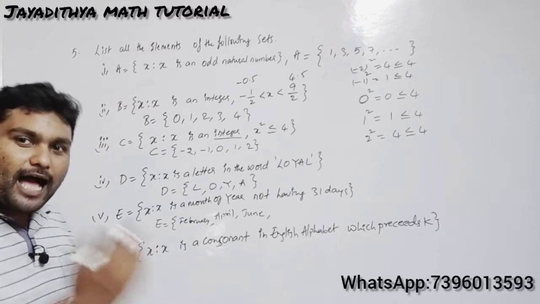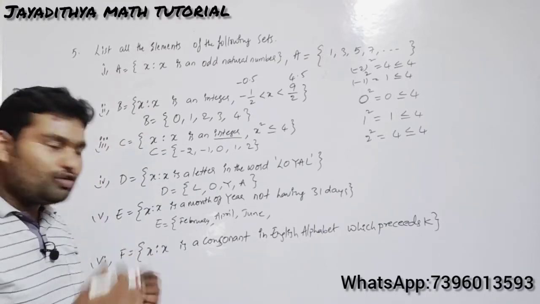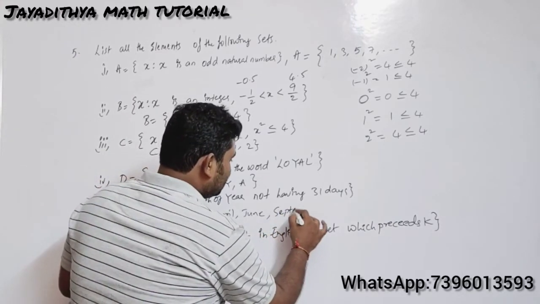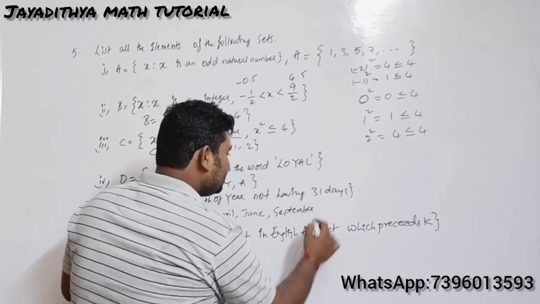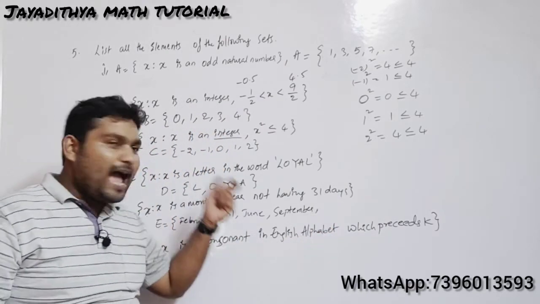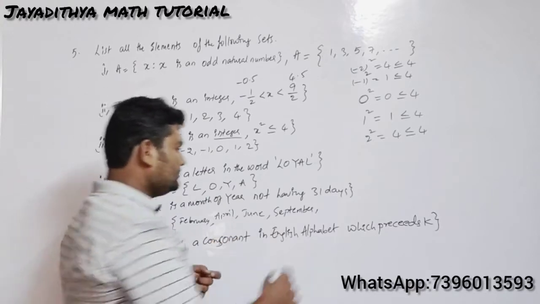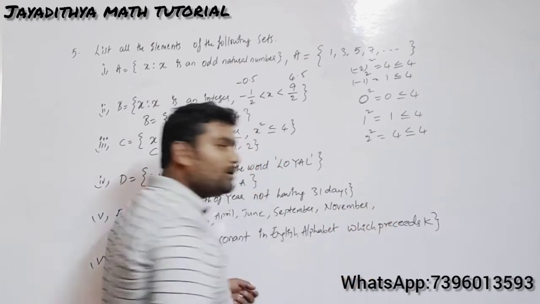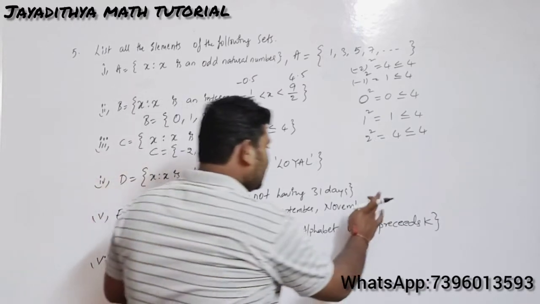So you should not write August. August also we have 31 days. You should not mention them. And September, yes, September we can write. Why? Because it has only 30 days. And October you should not write. October you have 31 days. And November, yes, you can write. November we have only 30 days. And December we have 31 days, so you should not mention them.